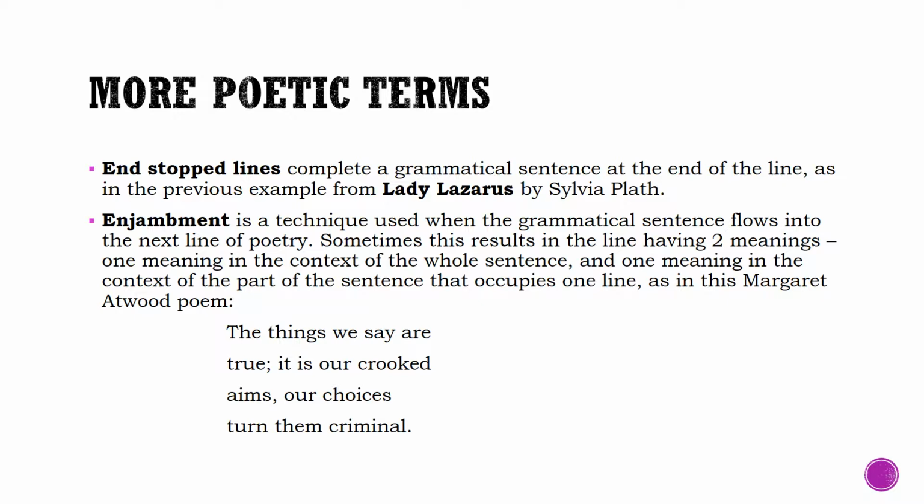The things we say are true, it is our crooked aims, our choices turned them criminal. The things we say are true is the first kind of clause in this stanza, and the things we say are can be isolated to mean the things we say exist. So you can look for those kinds of different meanings in poems as well, and sometimes it takes one or two readings of the poem to really see how those work.